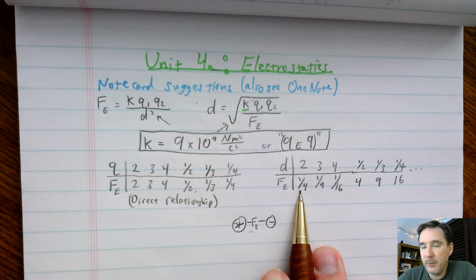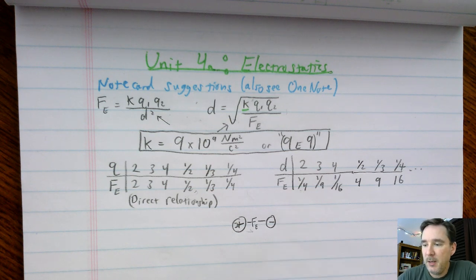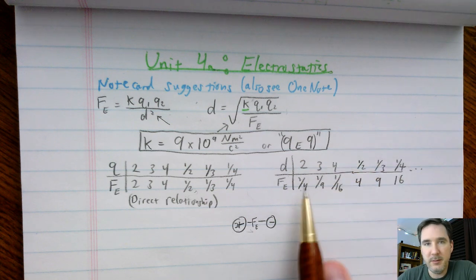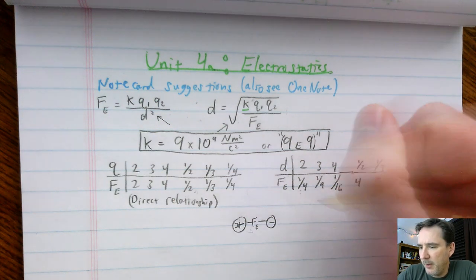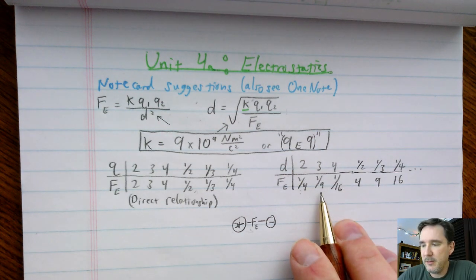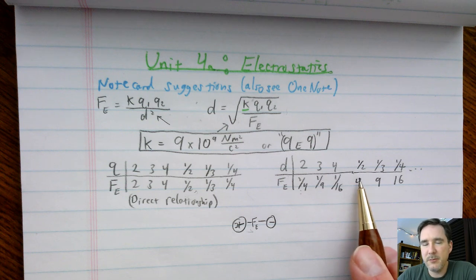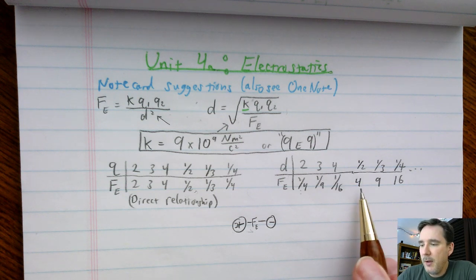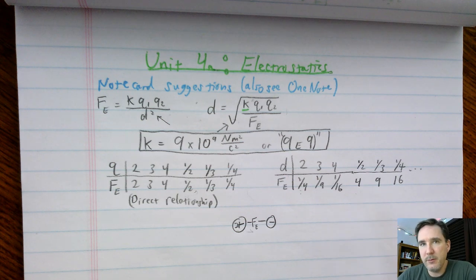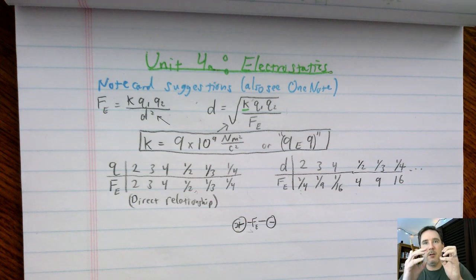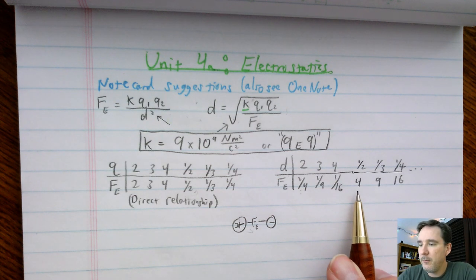The other one is for distance, and so you have to pay attention to what the question's asking. If you, in this case, double the distance, you have 1/4 the amount of force. And then triple the distance, you have 1/9 the force, and so on. And then the inverse is true, where if you have half the distance, you're going to have 4 times the force. So if the two charges come closer and the distance is half of what it was, they're going to feel 4 times the force.